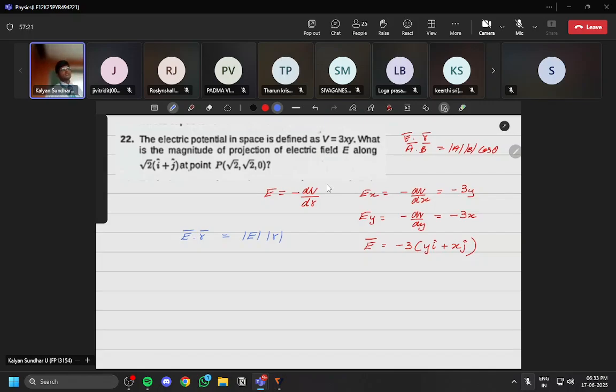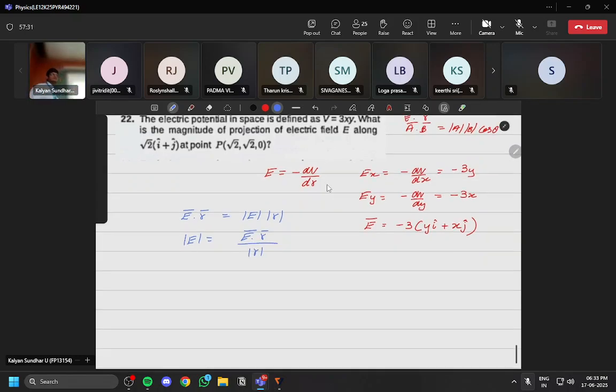Now we have to find out what is the projection value. Oh sorry, electric field. Electric field will be equal to E vector dot R vector divided by magnitude of R. Right? Now what is E vector? Minus 3y i cap plus x j cap. Where is R vector? What is the position vector? Root 2 i cap plus root 2 j cap. Divided by magnitude of R. What is the magnitude of R? Root 2 square plus root 2 square.